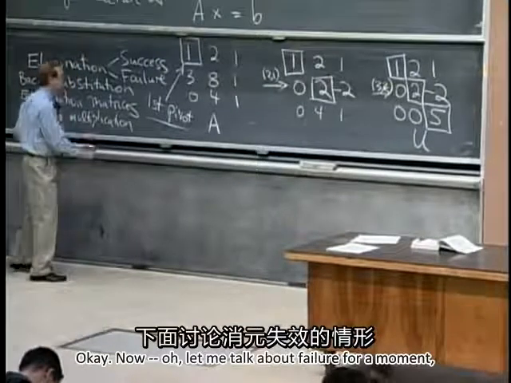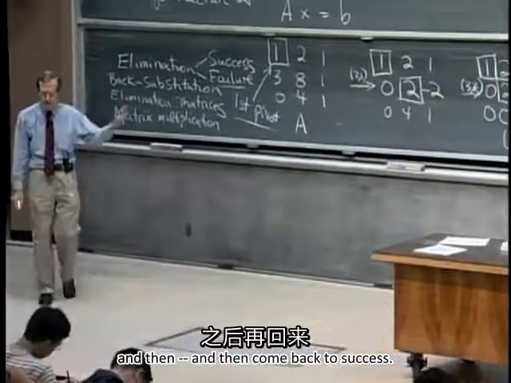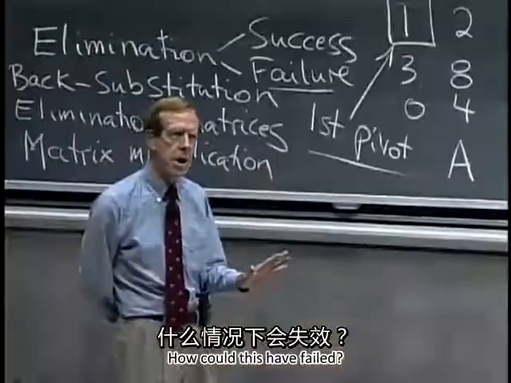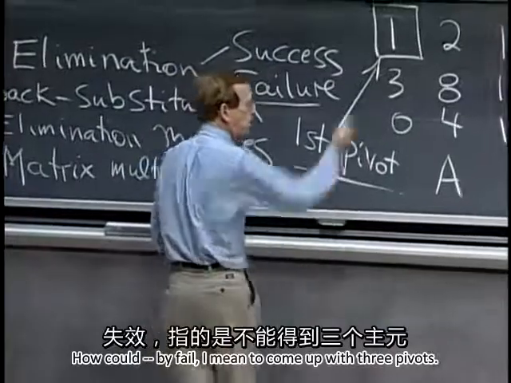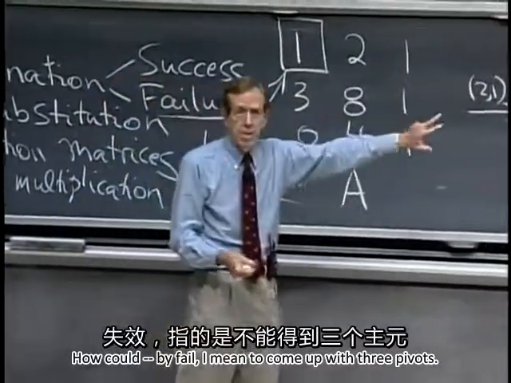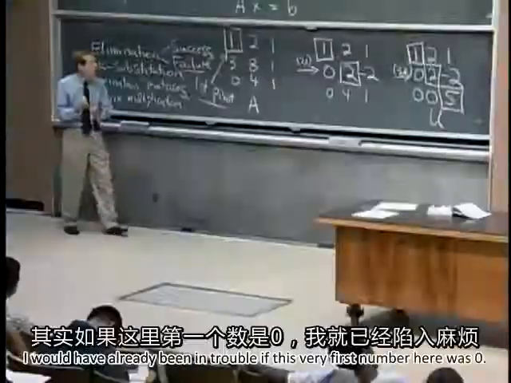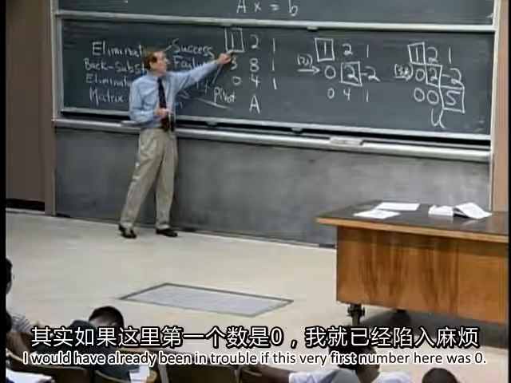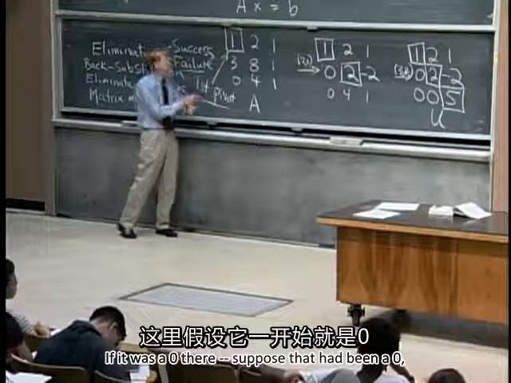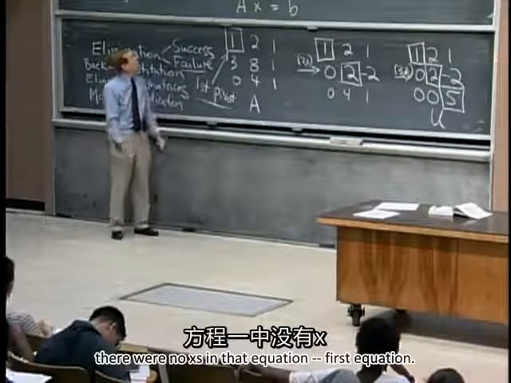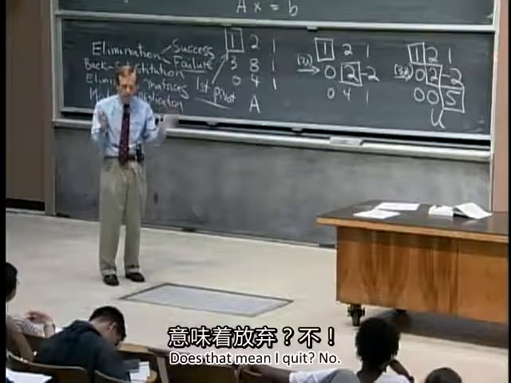Now, let me talk about failure for a moment, and then come back to success. How could this have failed? By fail I mean fail to come up with 3 pivots? There are a couple of points. I would have already been in trouble if this very first number here was 0. Suppose that had been a 0. There were no x's in that first equation. Does that mean I can't solve the problem? Does that mean I quit? No.